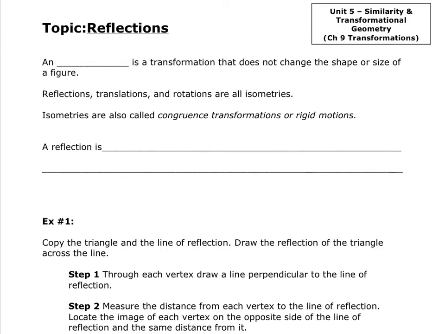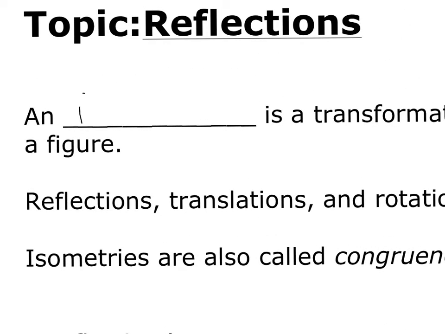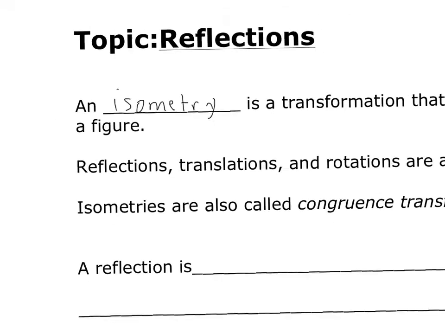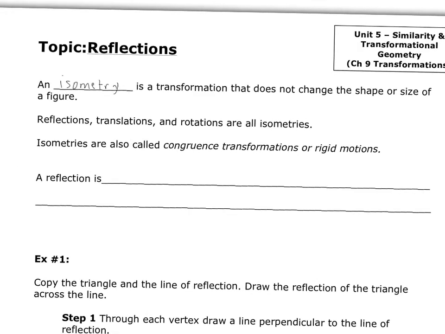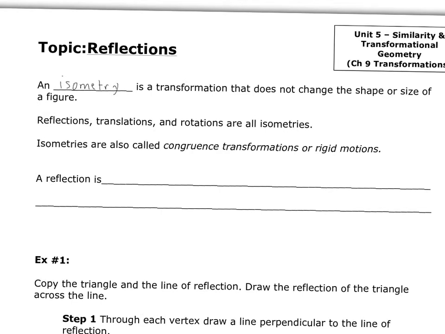Okay, so the first blank is going to be an isometry. An isometry is a transformation that does not change the shape or size of a figure, and that's what we're going to be playing with today. And you'll be learning about reflections today, and then we'll do translations, rotations. Those are all isometries. Okay, and isometries are also called congruence transformations or rigid motions. Those may be some terms that pop up here and there during our unit.